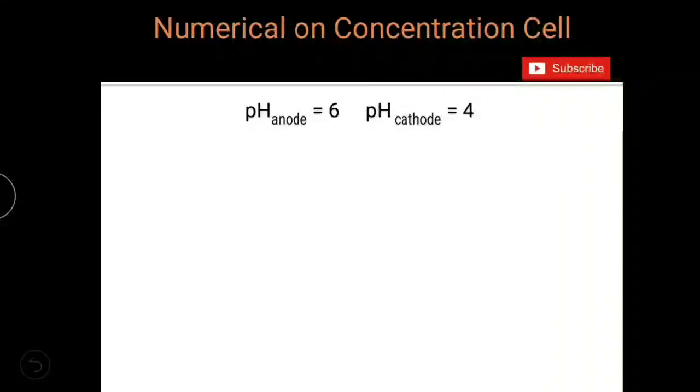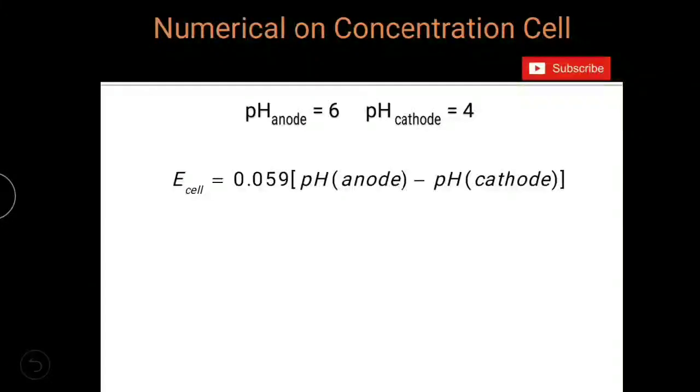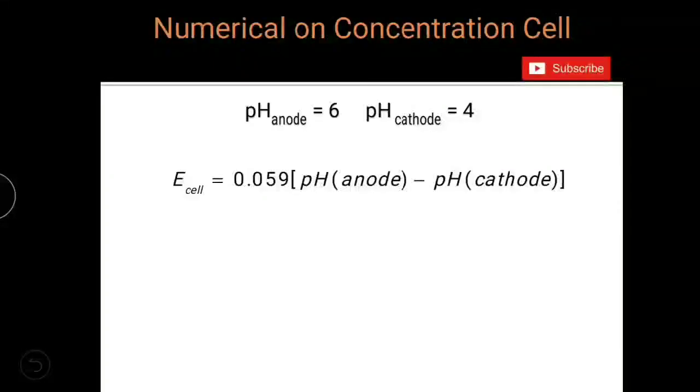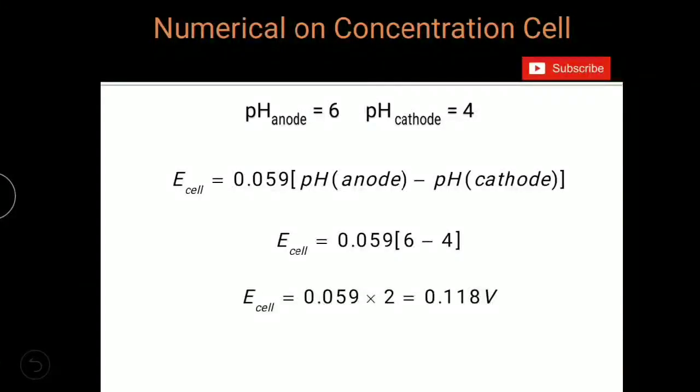And what is the formula for EMF? 0.059 into pH at anode minus pH at cathode. So if you substitute these two values, E cell equals 0.059 into 6 minus 4, which is equal to 2. When you multiply the 2 with 0.059, you will get 0.118 volts. This is the answer for the question given.